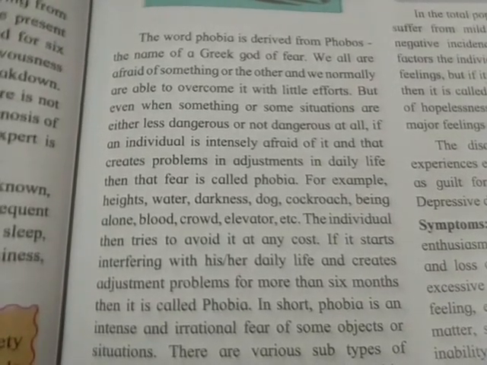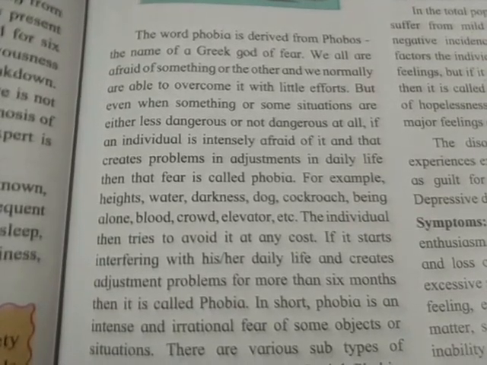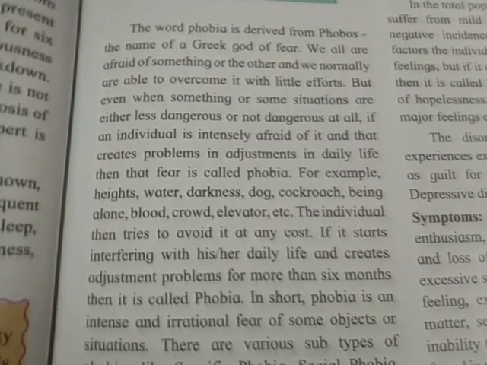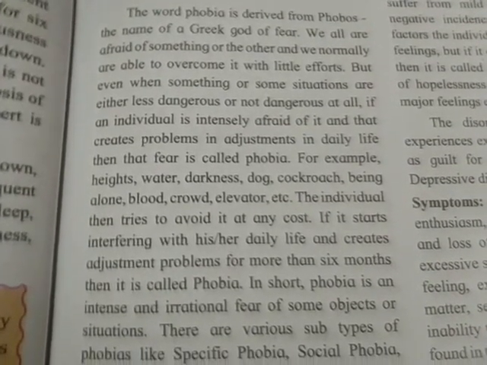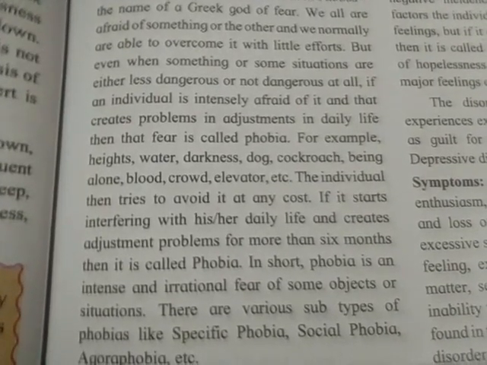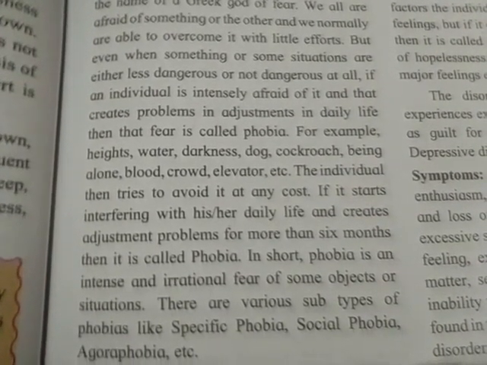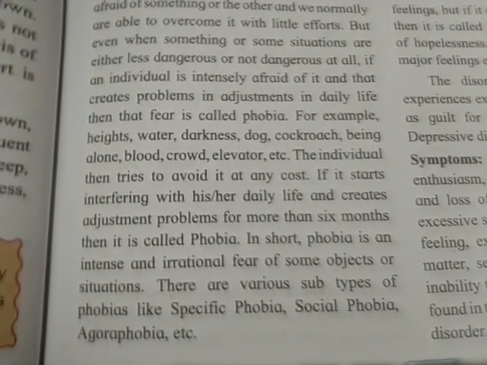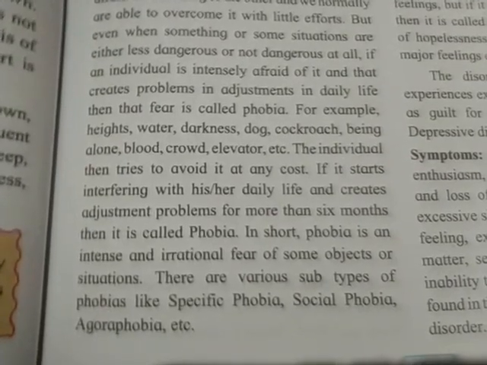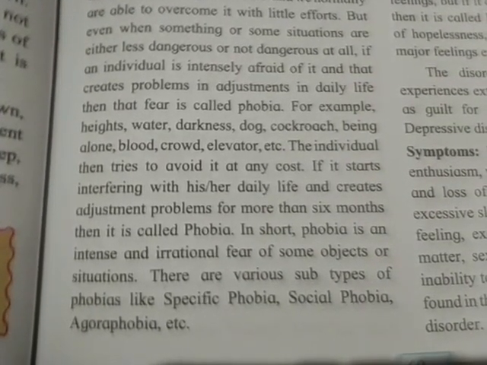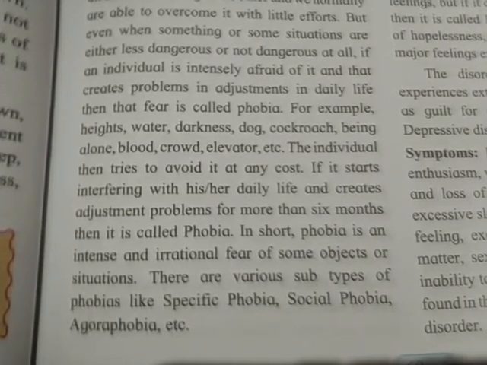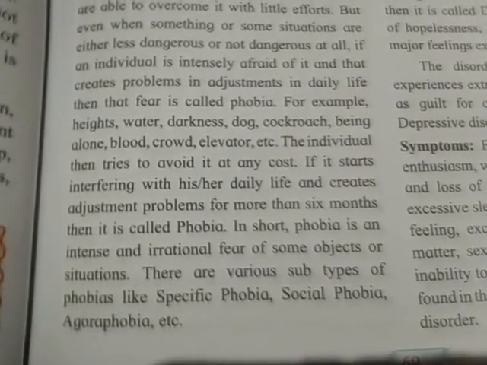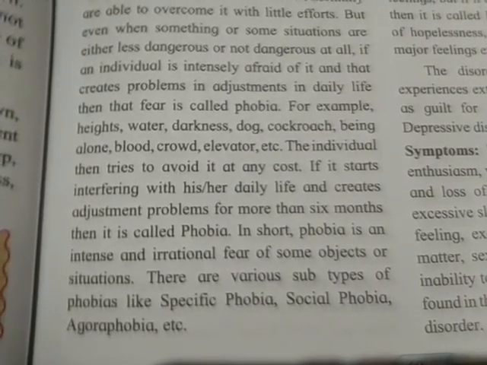The word phobia is derived from Phobos, the name of a Greek god of fear. We all are afraid of something or the other, and we normally are able to overcome it with little effort. But even when something or some situation is either less dangerous or not dangerous at all, if an individual is intensely afraid of it, and that creates problems in adjustment in daily life, then that fear is called phobia. For example, heights, water, darkness, dog, cockroach, being alone, blood, crowd, elevator, etc. The individual then tries to avoid it at any cost.